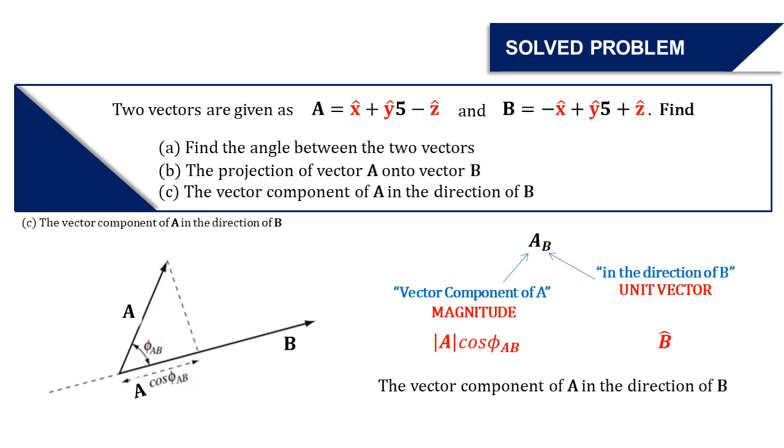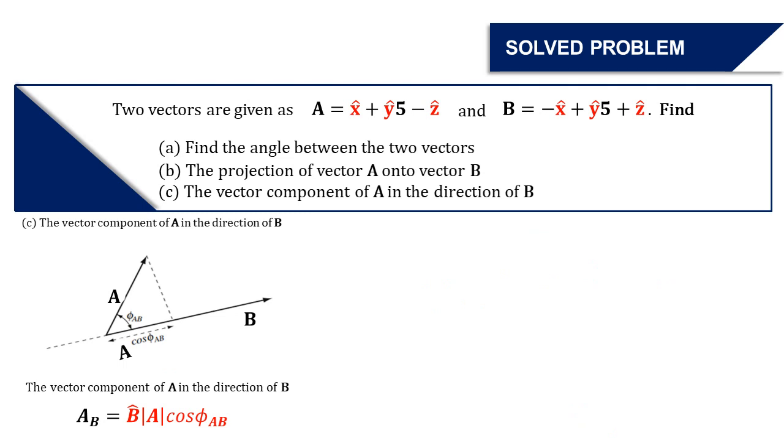Therefore, the vector component of A in the direction of B is equal to B hat times our magnitude A cosine of the angle between these two vectors. So, that is what we will use to solve the vector component of A in the direction of B. We should always remember the words used, to help in solving other problems, right? I wrote the formula we will use here on the side.